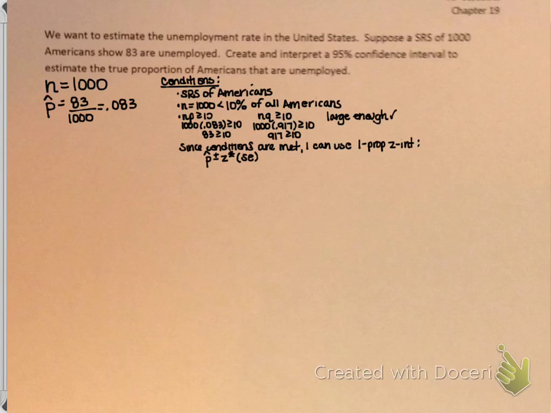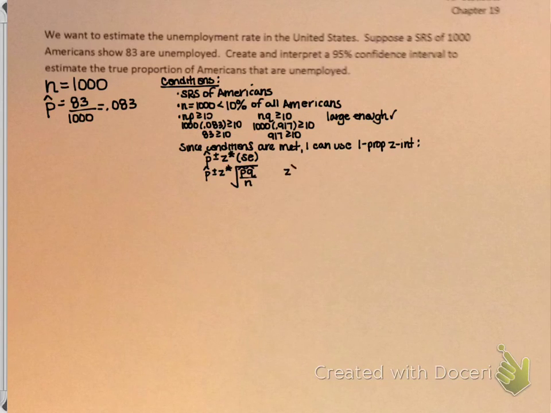Okay, so I know that this is my p hat, so just establishing my formula here for us, plus or minus my z star. Remember that my standard error is p hat q hat over n. So now, let's start plugging stuff in. Oh, we need a z star first.